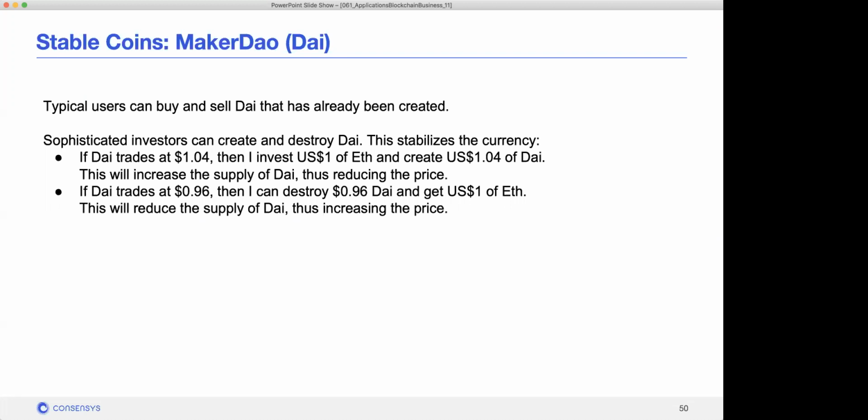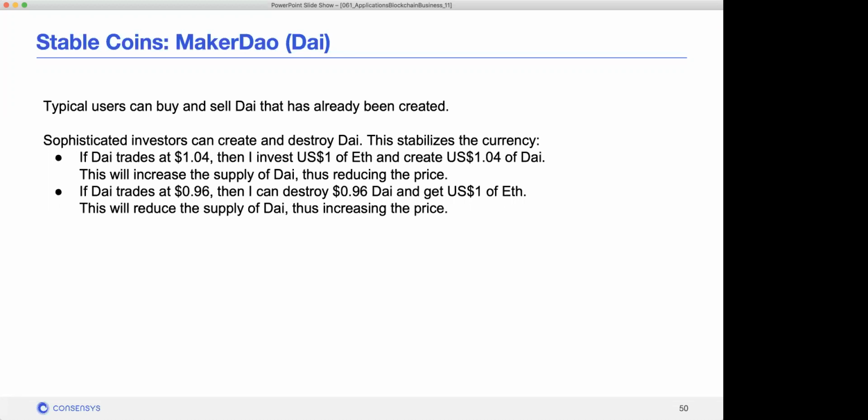However, if you're a sophisticated investor, you can help stabilize the coin and hence make money. So say if the DAI is trading at $1.04 and you put in $1 of ether into it, then you instantly have $1.04 of DAI. And hence you increase the supply of the DAI and then you reduce the price.